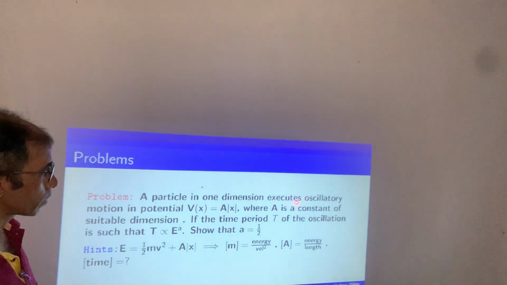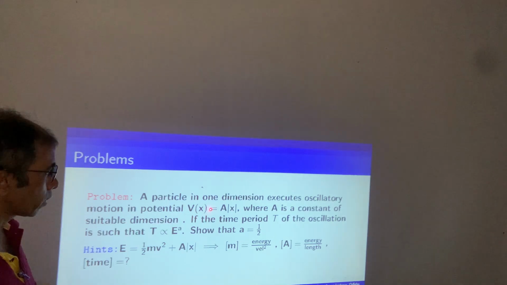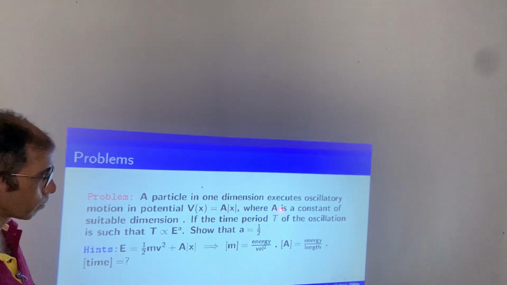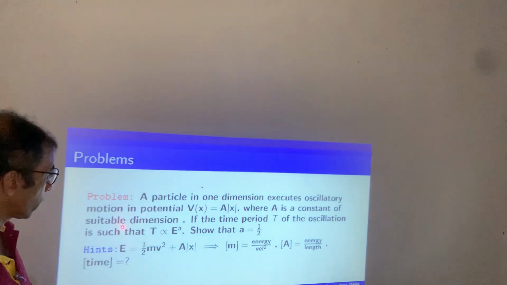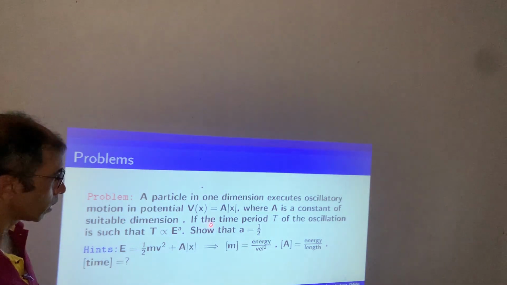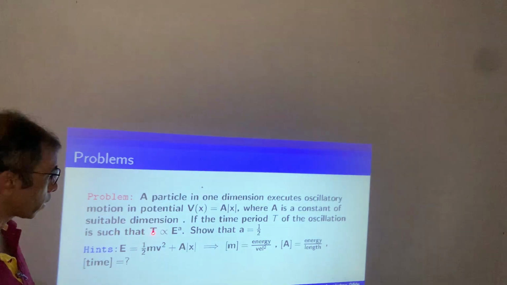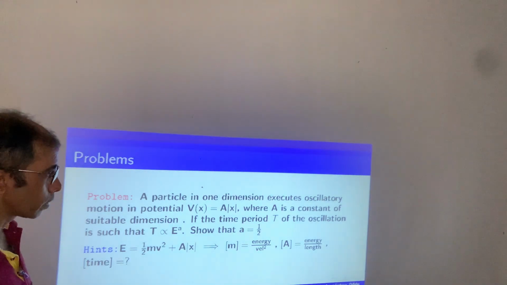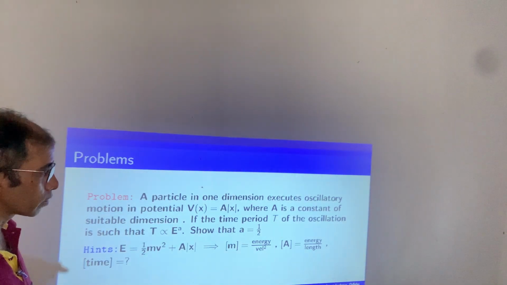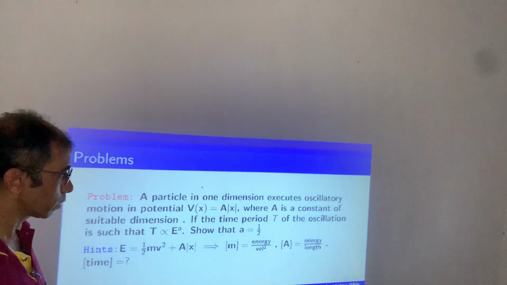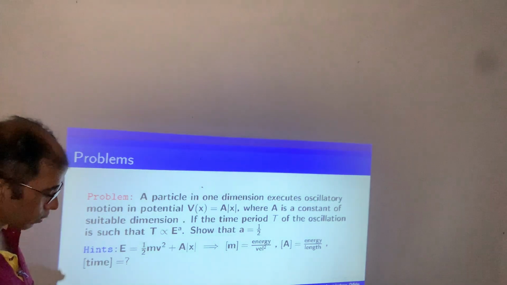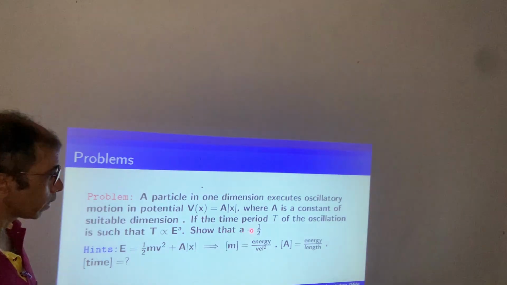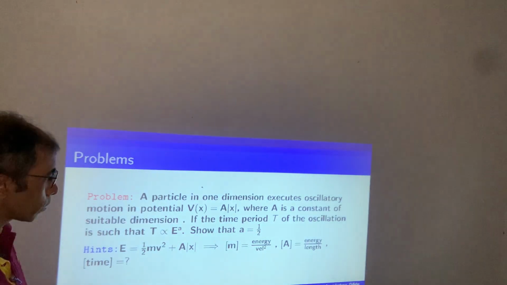A particle in one dimension executes oscillatory motion in potential V of x equal to A modulus x, where A is a constant of suitable dimension. The time period t of the oscillation is such that t is proportional to E to the power a. Okay. So the particle is oscillating in this potential, it's periodic oscillation, and the period of oscillation is such that t is proportional to E to the power a. Show that a is half. How do we show?